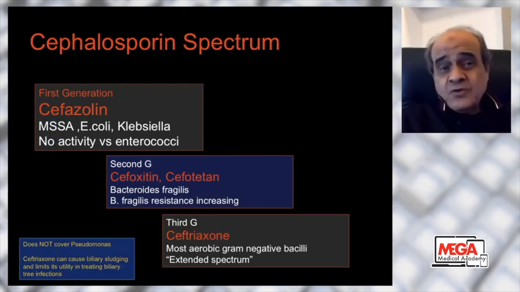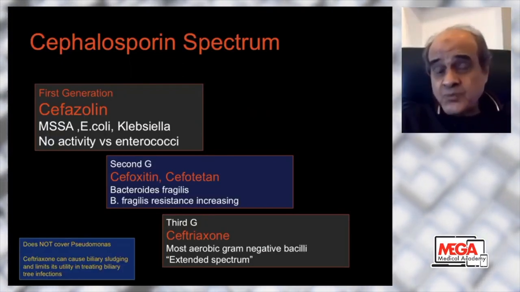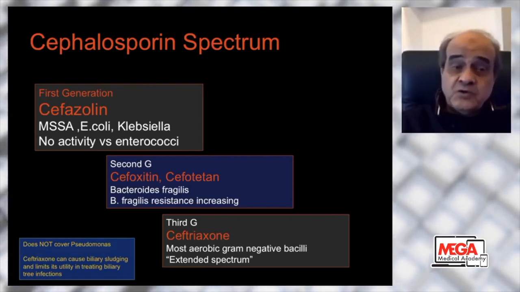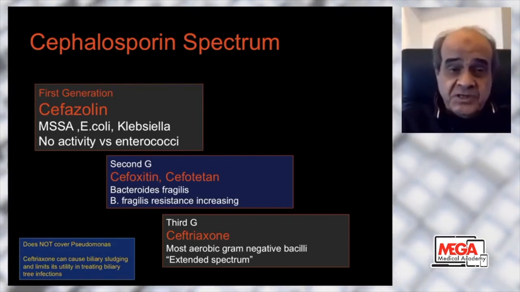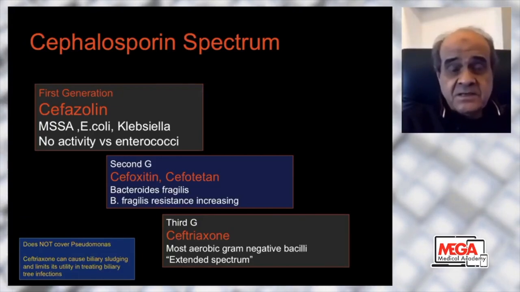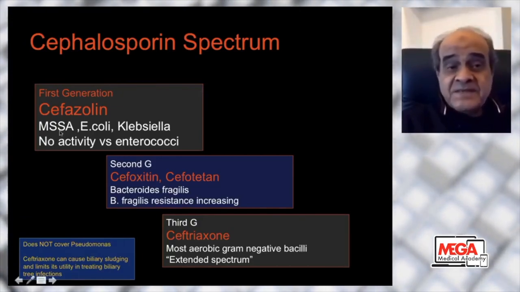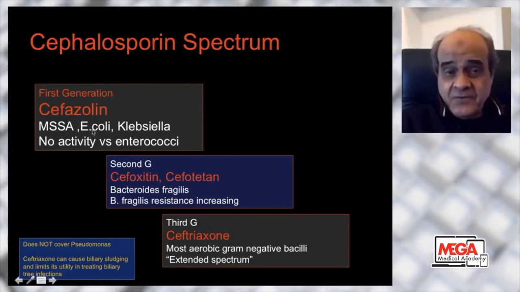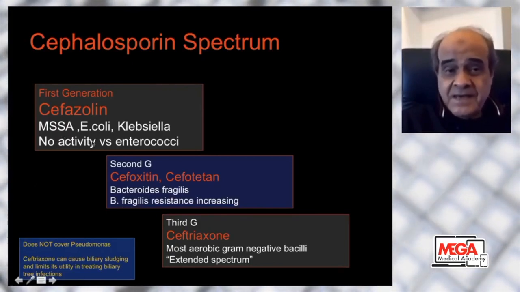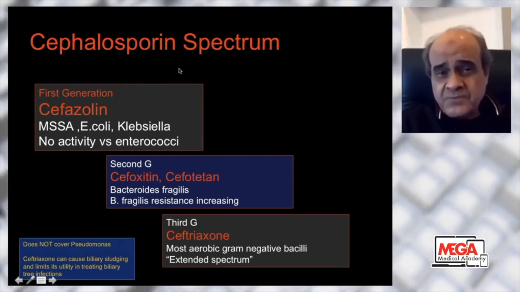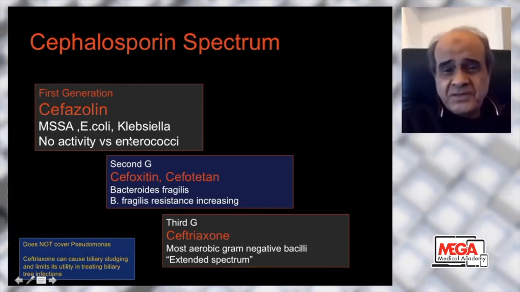If we start to give an idea about the cephalosporin spectrum, we now have about 7 generations of cephalosporin. First generation is such as cefazolin, and it can attack methicillin-sensitive Staph aureus, E. coli, and Klebsiella, with no activity versus the enterococci. Most of the cephalosporins do not affect enterococci.